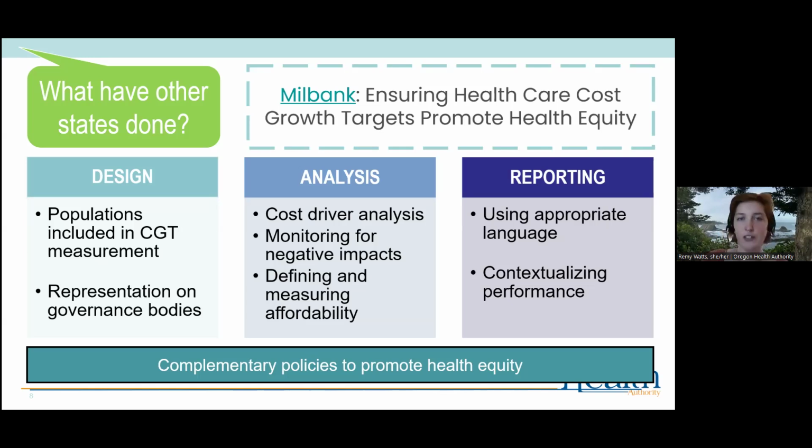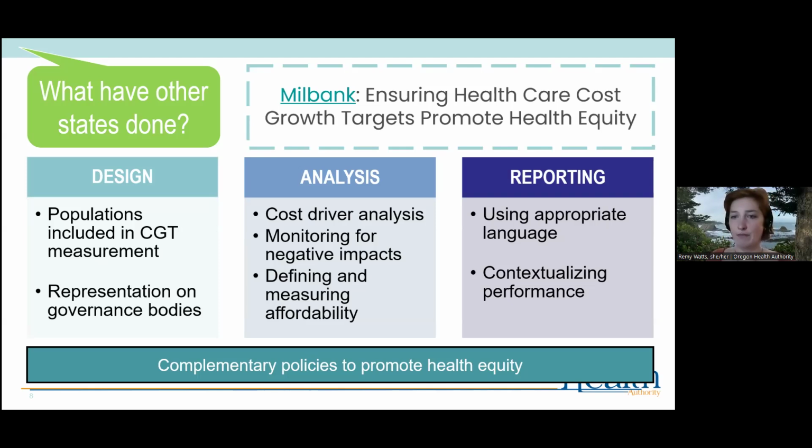And thinking about these critical analysis questions, moving into analysis, like monitoring for negative impacts, looking at cost drivers, and defining and measuring affordability. These are the strategies that we can dive deeper into. We are doing monitoring for negative impacts, but what does that mean? How can we further identify what is causing healthcare access disparities for folks and affordability disparities?